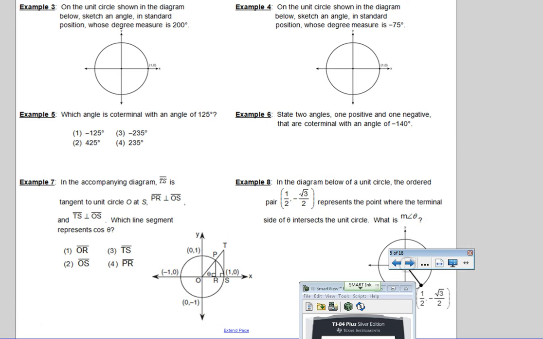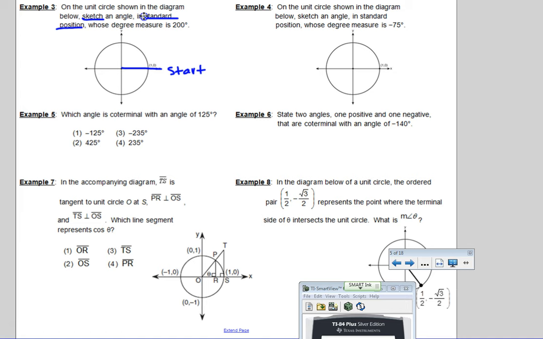We're going to do problems 1 and 2. Problem 1, on the unit circle shown below, and you'll hear that phrase a lot. That just means that we're talking about the basics of trig. They start on a unit circle. Sketch an angle in standard position whose degree measure is 200. So you have to know that standard position means that you start here. That's standard position. You start there. And then you're going to rotate to find 200.